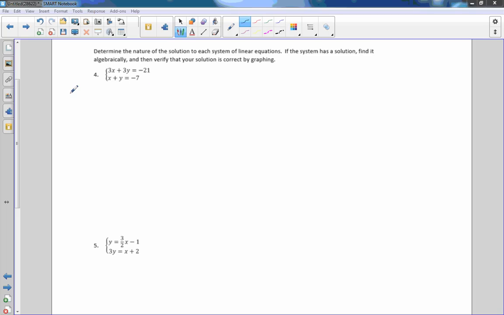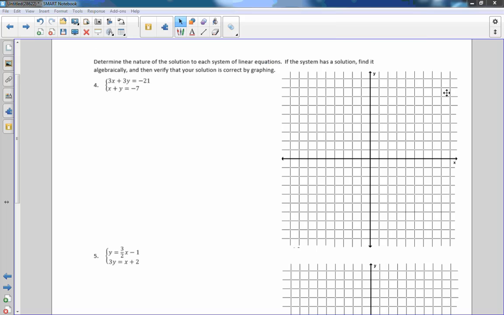Okay, number 4, it says to determine the nature of the solution of each system, determine if there's no solution, one solution, or infinite, and if the system has a solution, find it algebraically, and then verify that your solution is correct by graphing. Okay, got a lot to do here. Okay, so here we go. I'm all set up here. I've got my graphs pulled in, and let's do this.